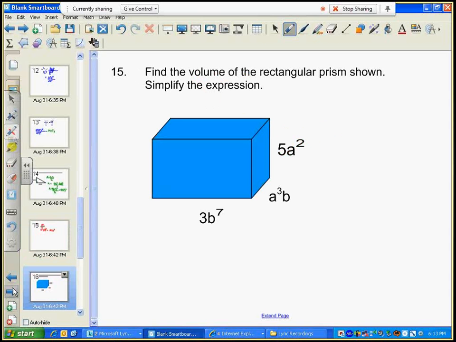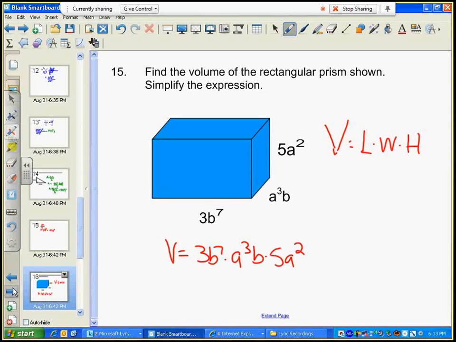Find the volume of this rectangular prism. My formula for volume is going to be length times width times height, and I have all of those. So let's work it out. My volume is 3b to the 7th times a cubed b times 5a squared.